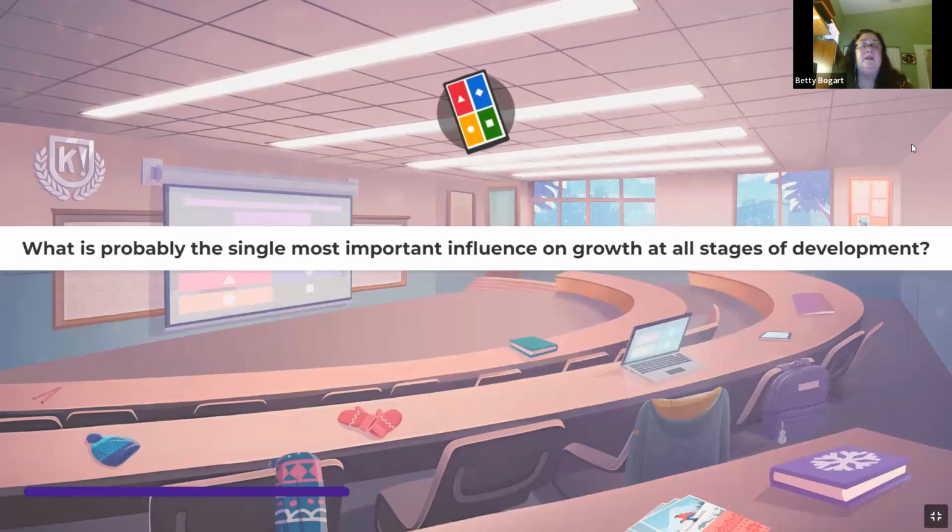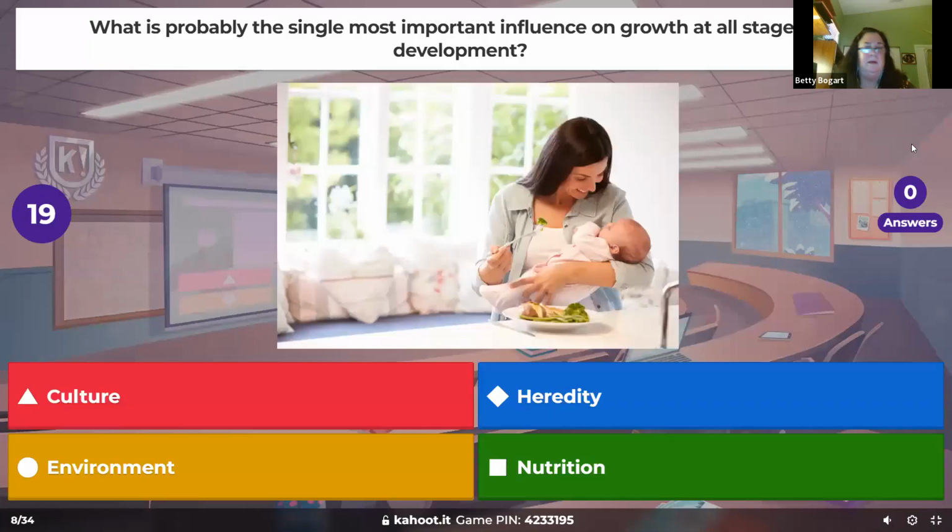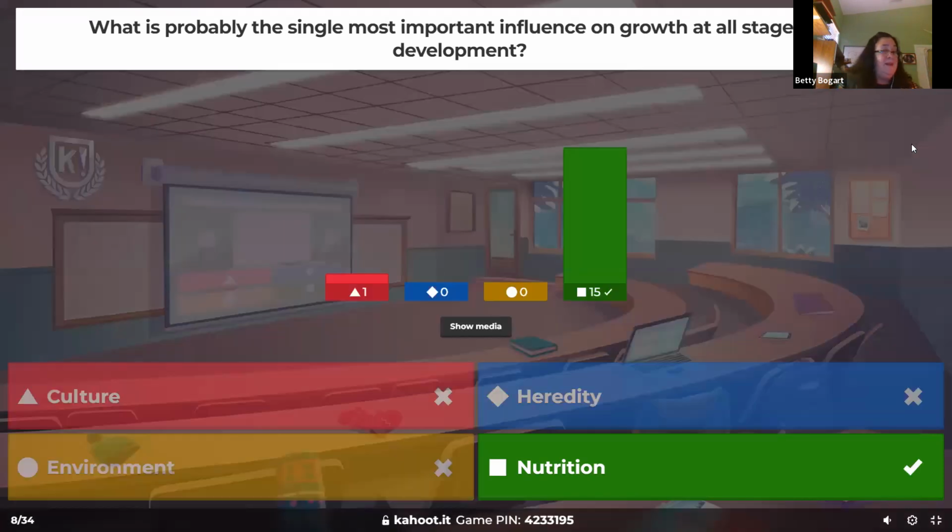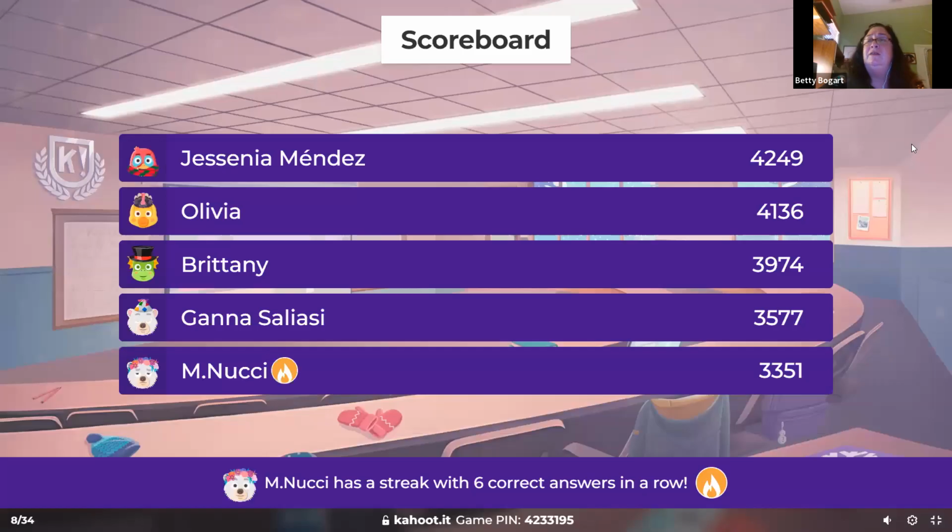What is probably the single most important influence on growth at all stages of development, from infant to elderly? That is nutrition, nutrition, nutrition. Very good.